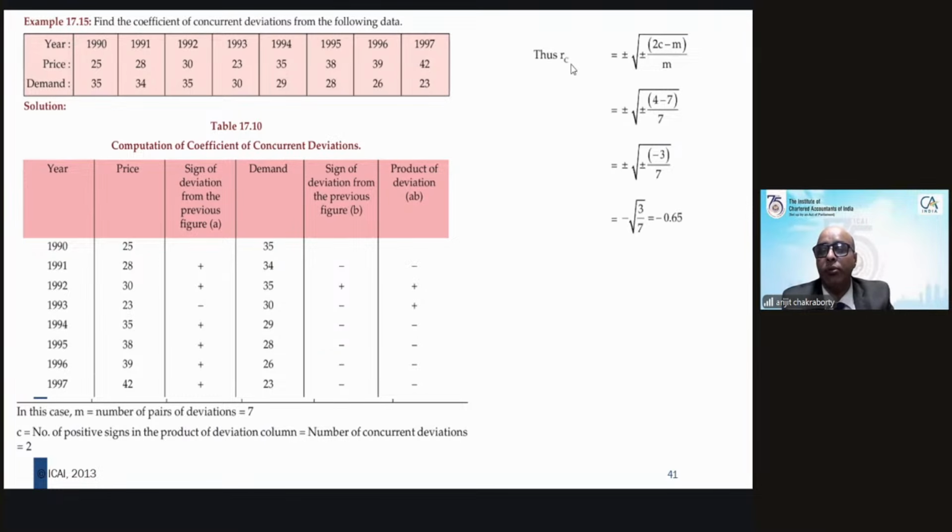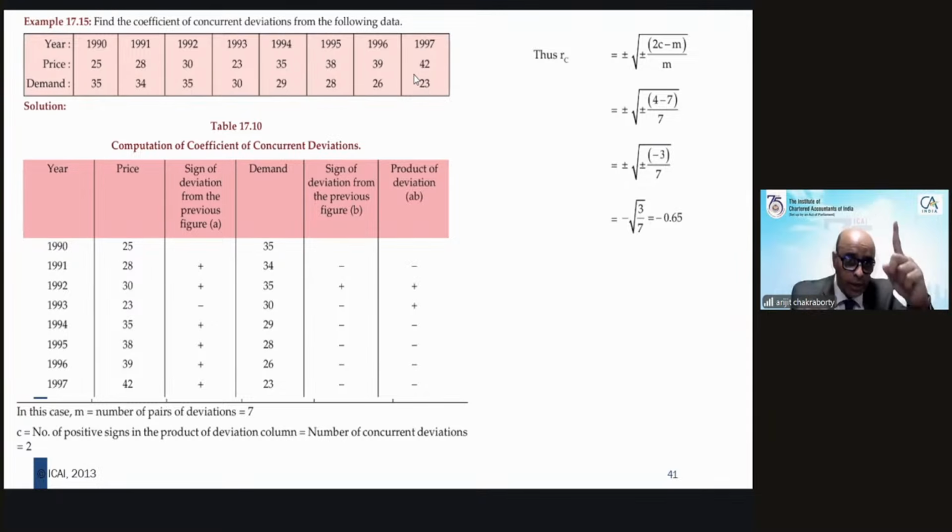So using the formula, we just put that plus minus 2c minus m by 7. Here c is how much? C is, if you see c number of concurrent deviation, it is basically 2. C is 2. यानी number of positive sign concurrent deviation जो है 2 हुआ है. So if you see concurrent deviation में देखिए प्लस और प्लस concurrent movement एक हुआ है, माइनस और माइनस. बाकी सारे केसेस में प्लीज सी द मूवमेंट इज डिफरेंट.